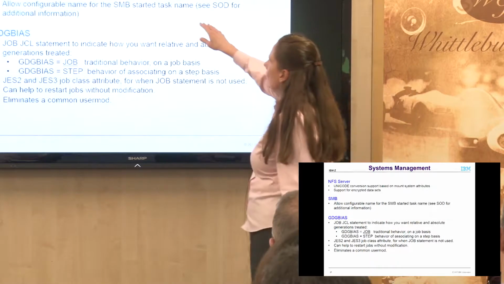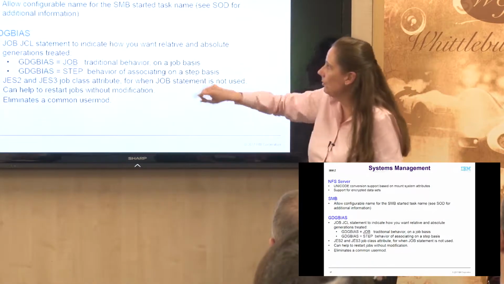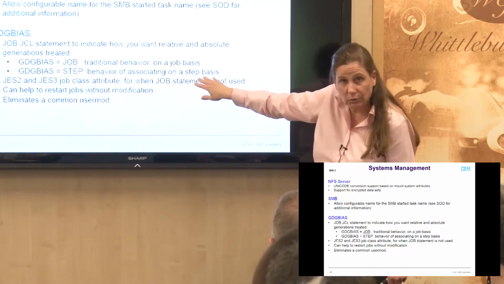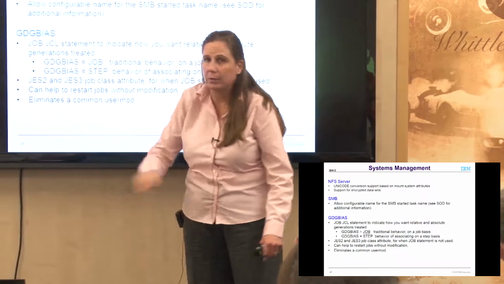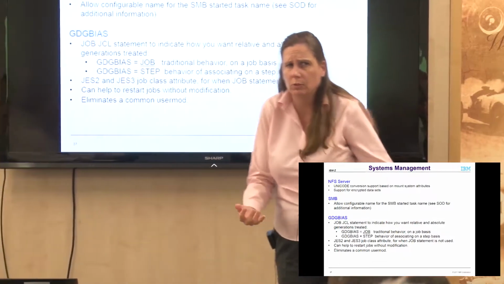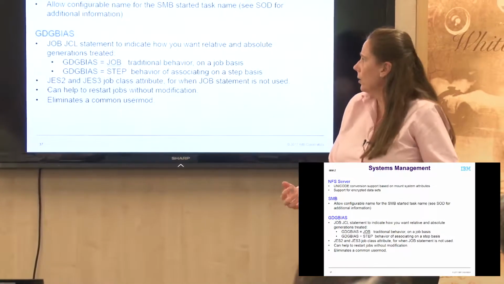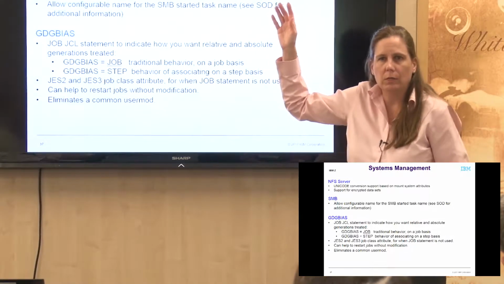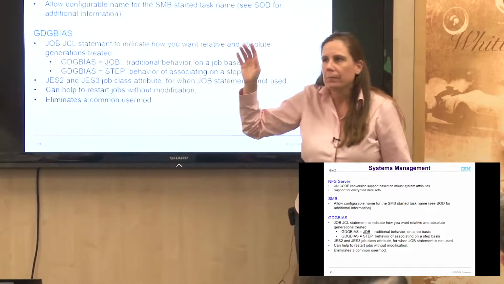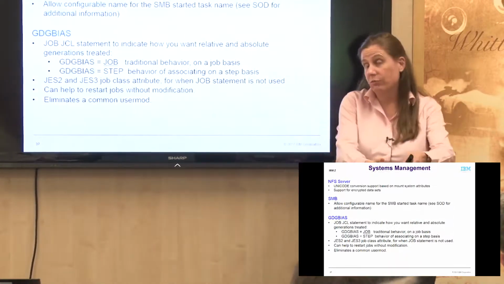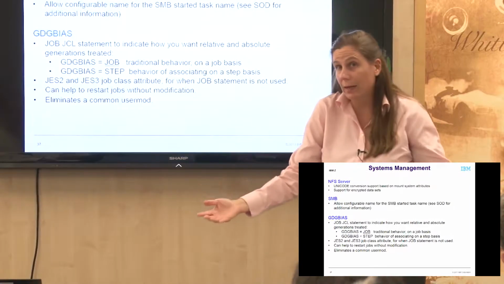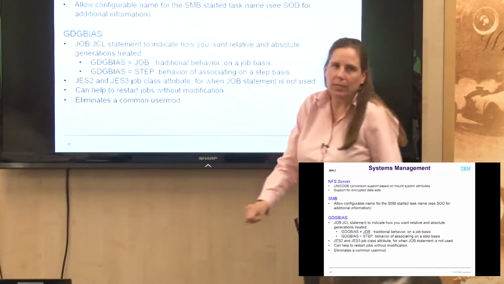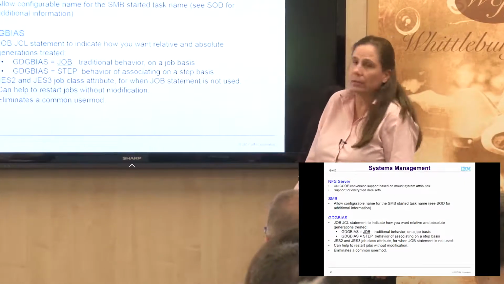NFS server, we have Unicode support on mount system attributes. SMB, you can specify the started task name. And here is the other user mod that we got rid of in 2.3. However, I'm not sure any of you were actually using this user mod in the first place. It's called the GDG Bias user mod. I don't know if anybody here is using GDG Bias. I only know one customer in the US that's doing it. But this is an advantage for all of you, because if you now want this behavior, we've made it official in JES, job class attributes, and also within JCL as well.